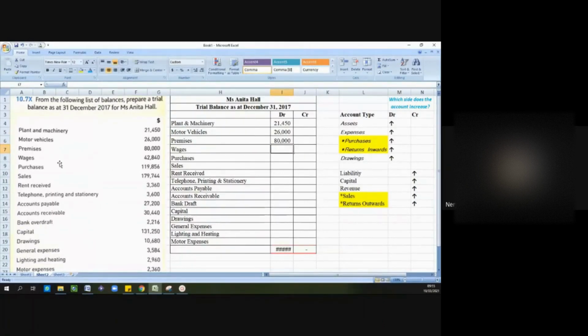So the first three accounts fall in the same category. They are assets. Now wages is an expense account. Expense accounts, they increase on the debit side, so the balance brought down should be on the debit side. So that is 42,840.